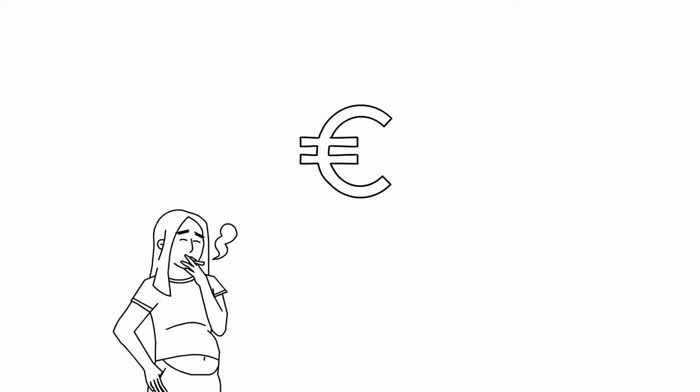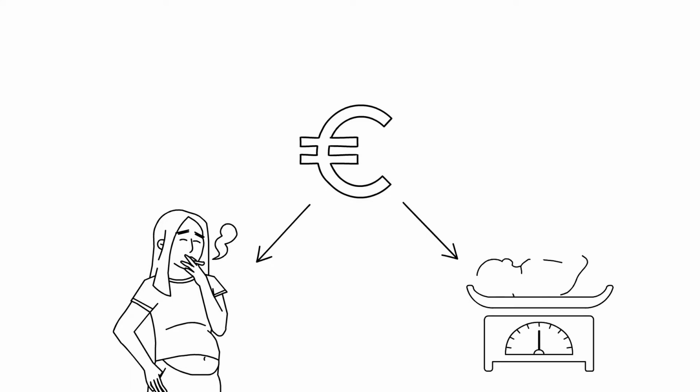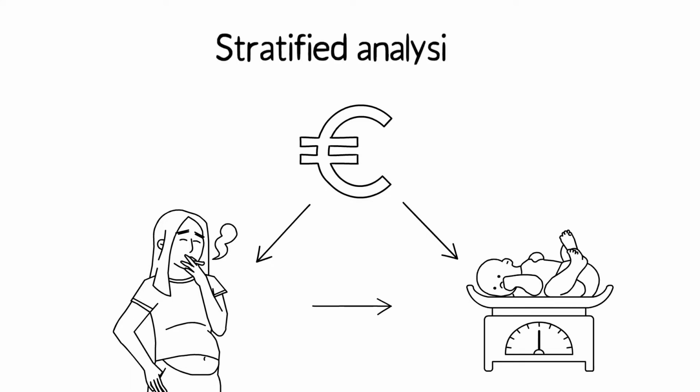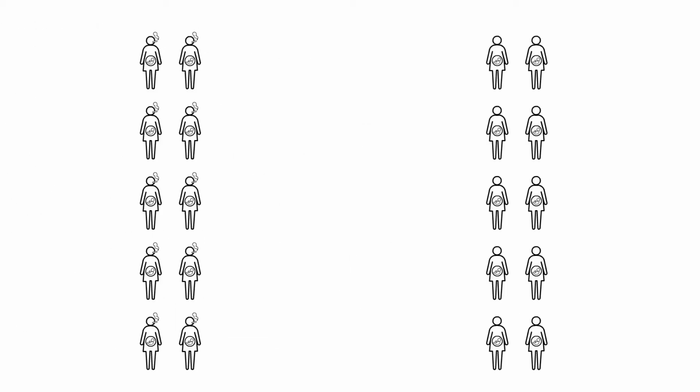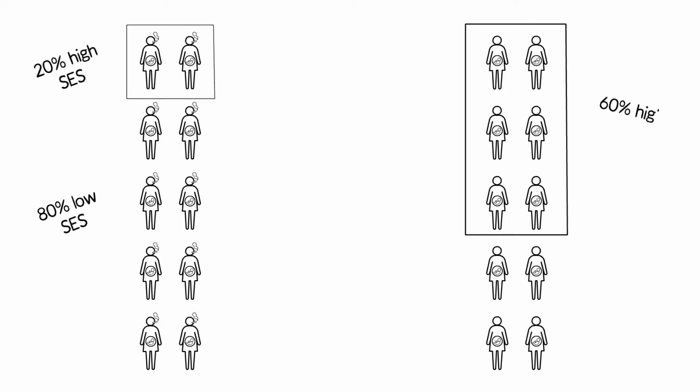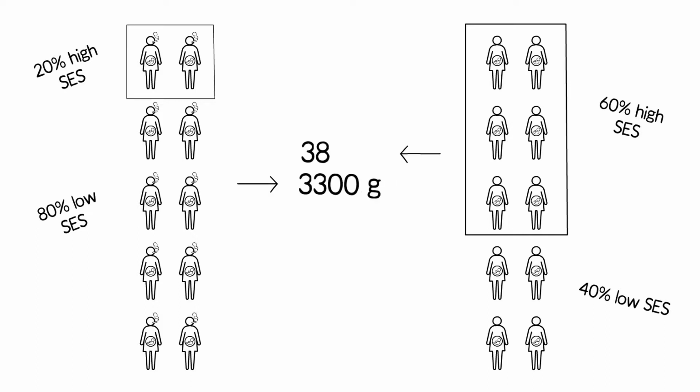Imagine you want to research socioeconomic status as a confounding factor in the effect of maternal smoking on the birth weight of newborns. Stratified analysis can be used to evaluate this. The first step is to analyze the results in two groups, with high or low socioeconomic status, also known as SES. Suppose the following distribution of SES is found.